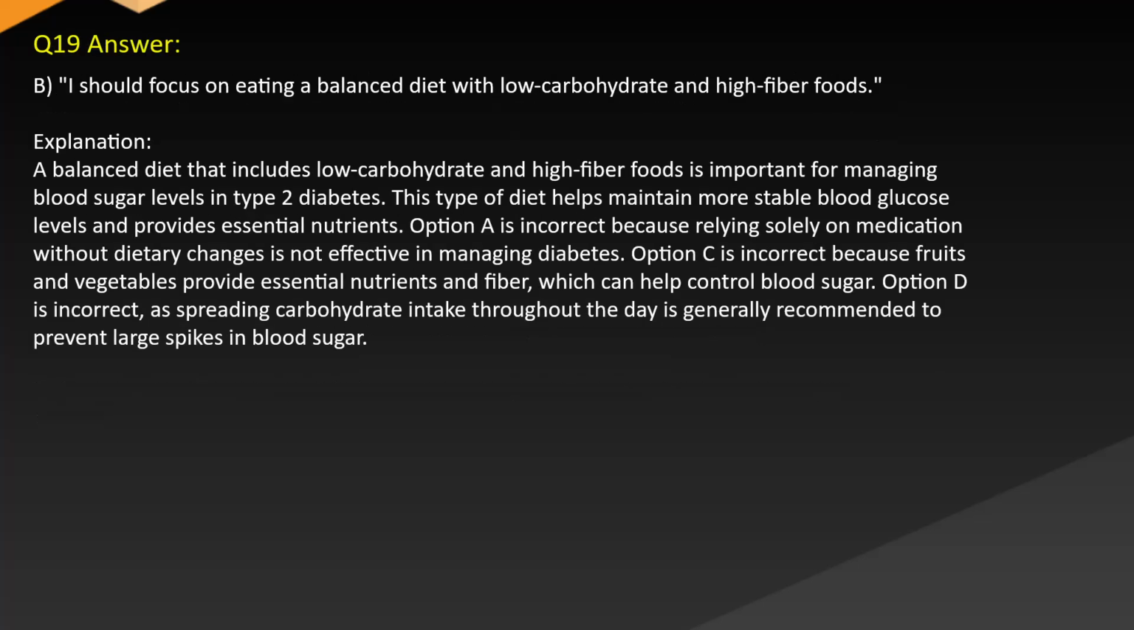Answer B. I should focus on eating a balanced diet with low carbohydrate and high fiber foods. Explanation. A balanced diet that includes low carbohydrate and high fiber foods is important for managing blood sugar levels in type 2 diabetes. This type of diet helps maintain more stable blood glucose levels and provides essential nutrients.